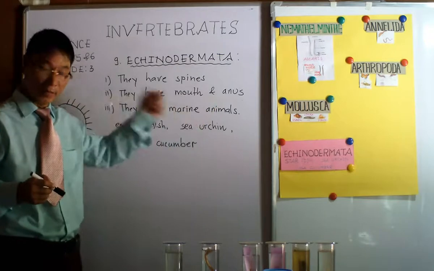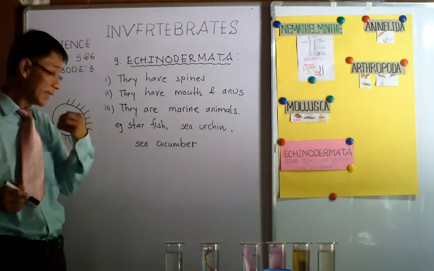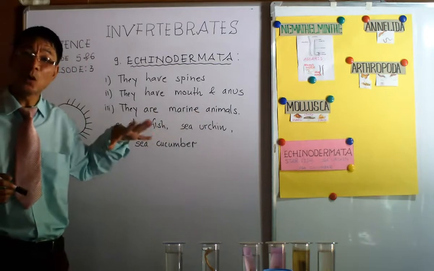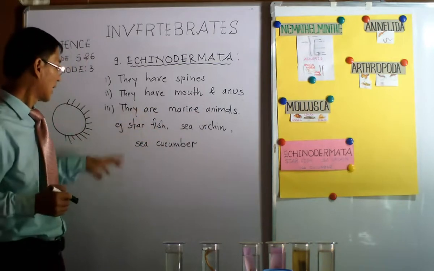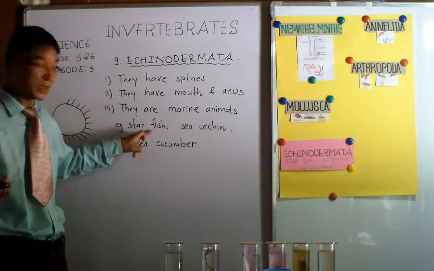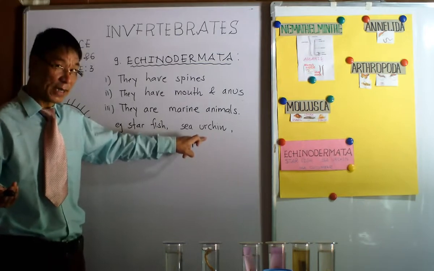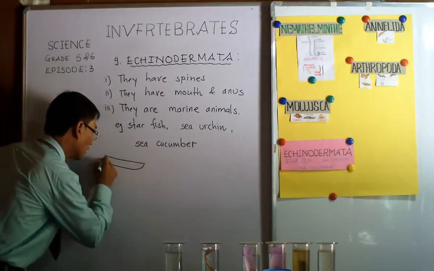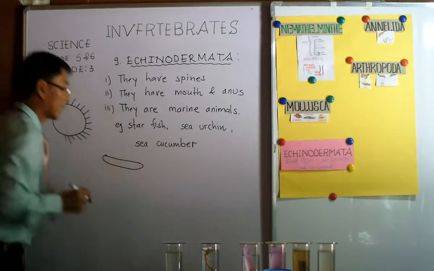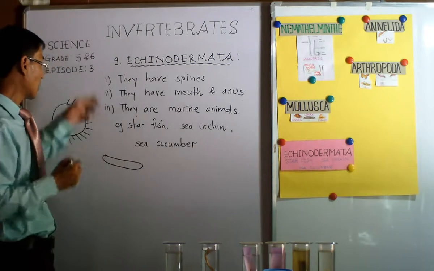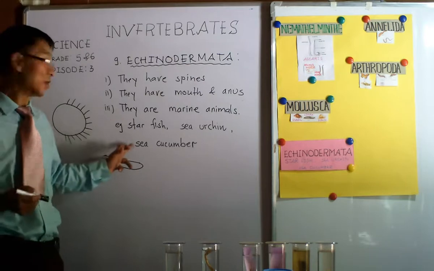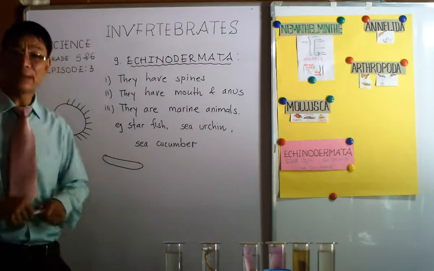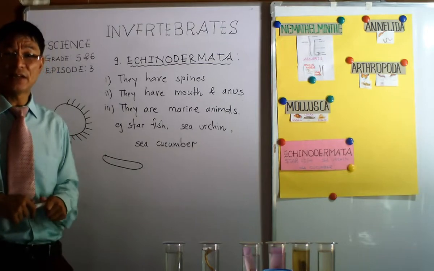They have mouth and anus for ingestion and excretion, for eating and throwing out waste materials. They are marine animals, means they are found in oceans or seas. Starfish, we get starfish in the oceans and seas. Sea urchins also we find at the bottom of the sea. And sea cucumbers, they are of cucumber shape. They are long, like a cucumber. So these are some of the important characters and the examples of echinodermata.